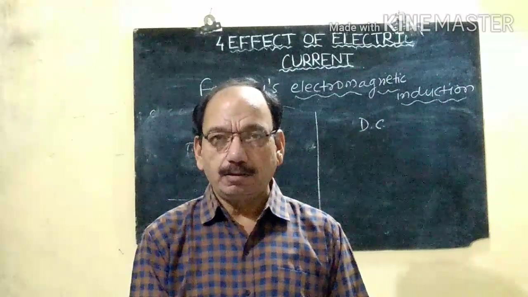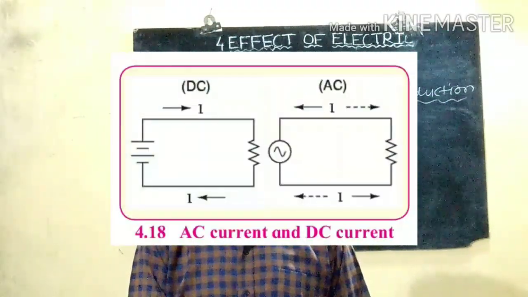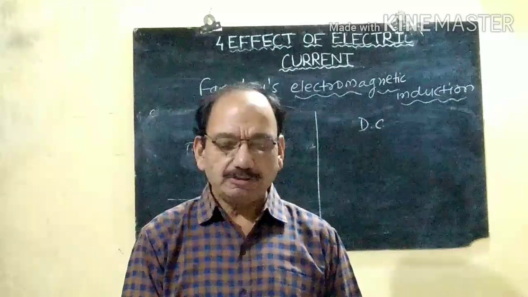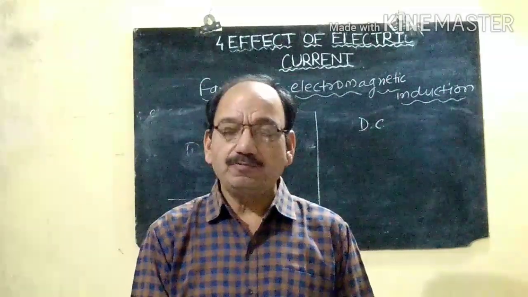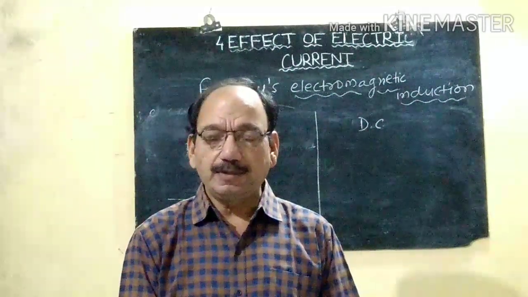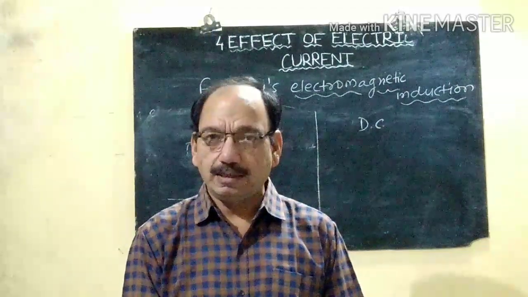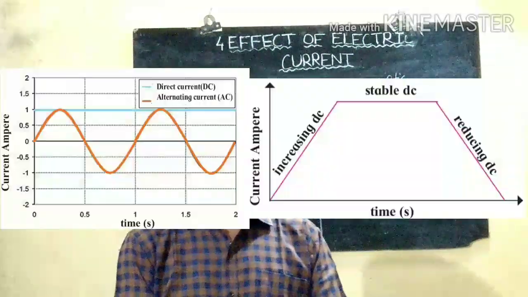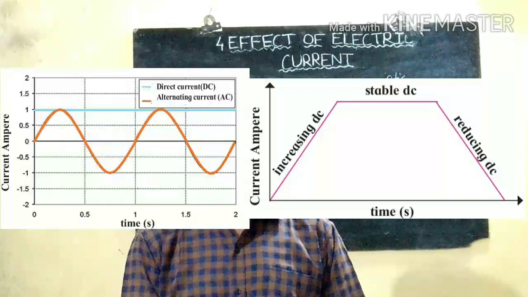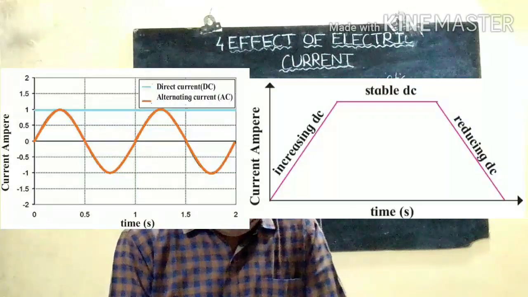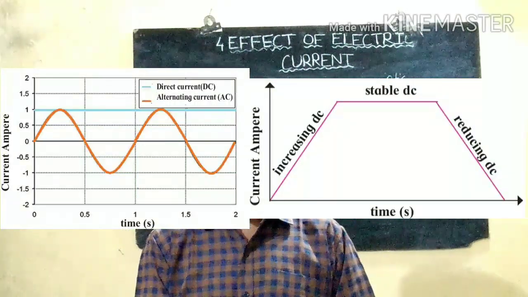Now we are going to learn about alternating current and direct current. This question is always asked in the board examination for 2 marks: write the difference between alternating current and direct current. The graphical representation is given on page number 59 in figure 4.19.